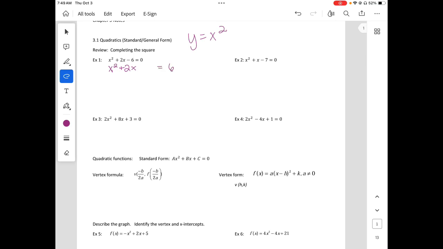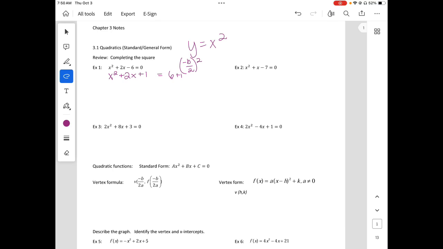So I move it over. Then I do the negative b over 2 squared. So that would be 1. Whatever I do to one side, I have to do the other. And that's plus. So then this is x plus 1 squared equals 7.